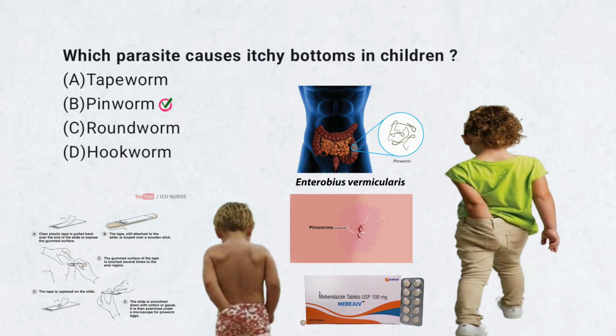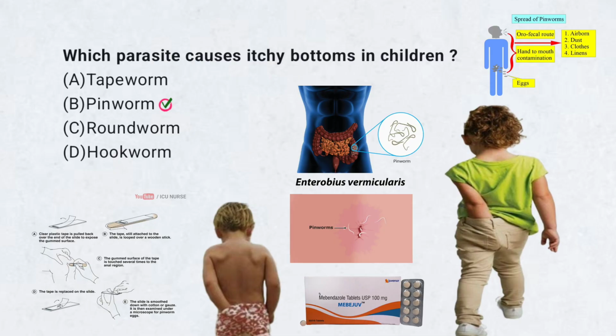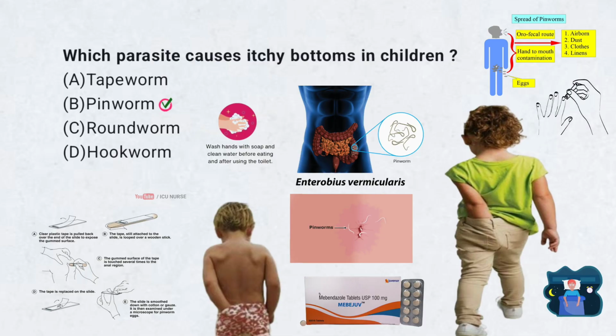Treatment involves oral antiparasitic medication. Example, mebendazole for children and household contacts. Transmission is by fecal-oral route, which is common in daycare or schools. Symptoms are nocturnal anal itching, irritability, disturbed sleep. Prevention is by hand washing, trimming nails, washing bedding.